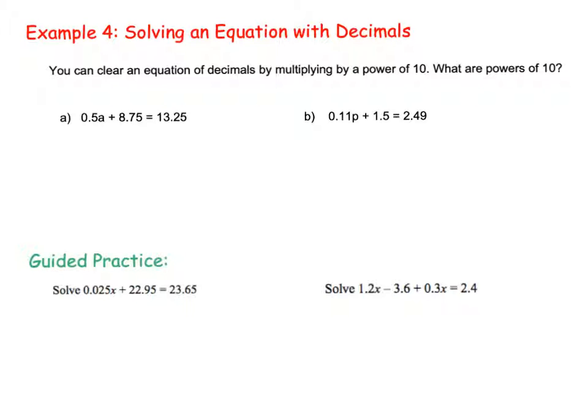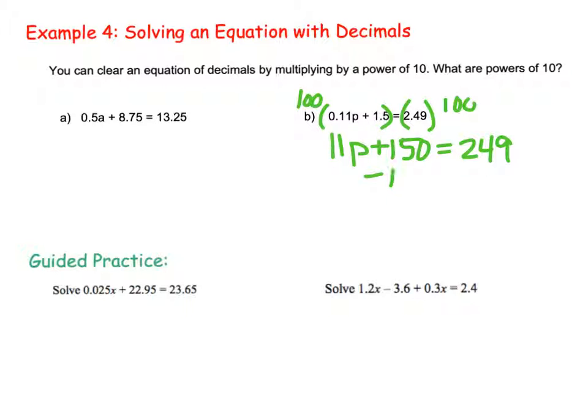Alright, let's look at the second one. I have 2 decimal places in term 1, 1 in term 2, and 2 again in term 3. And so you need to look at the greatest power of 10 that will eliminate all those decimals. And once again, because there are 2 decimal places, you're going to want those 2 zeros to move those decimals over 2 places. This would leave you with 11p plus 150 equals 249.